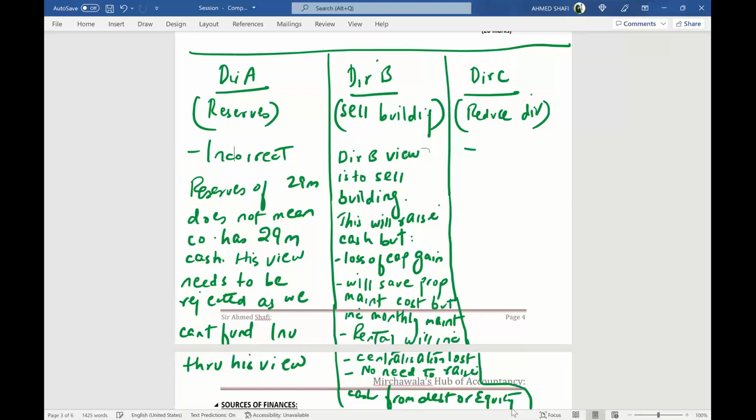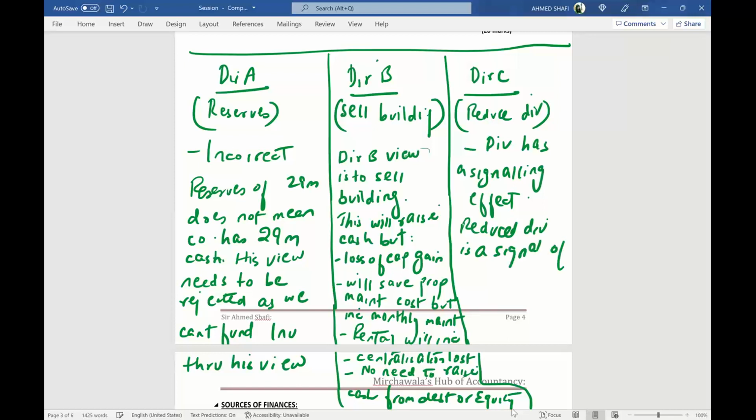Director C's view: reduce dividend, because if you reduce dividend, you save money and then you can invest. As you have all studied in sources of finance in your normal classes, dividend has a signaling effect. Reduced dividend is a signal of demotivation for investors.